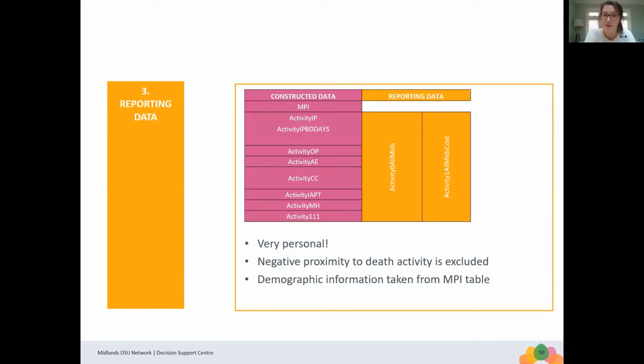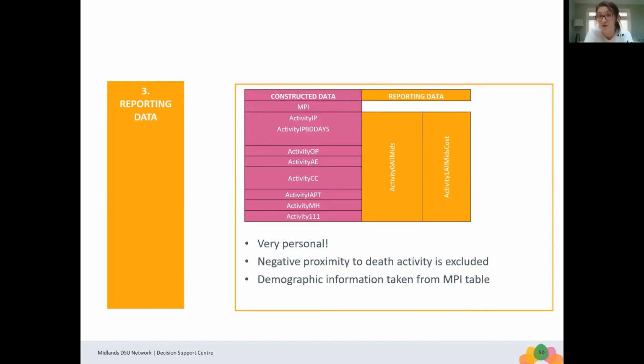But I would just like to stress it's very personal deciding to put those tables together in SQL. I think in retrospect we would perhaps do it differently and wrangle the data in R, but at the time we just brought it all together in SQL. At this point, any activity with negative proximity to death is excluded, because we don't want to include what's obviously a data quality error in the reports.